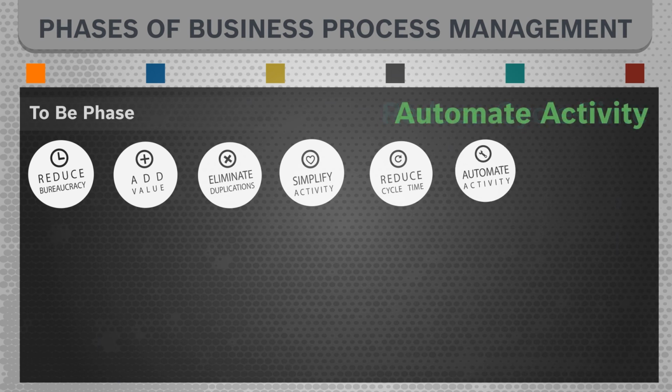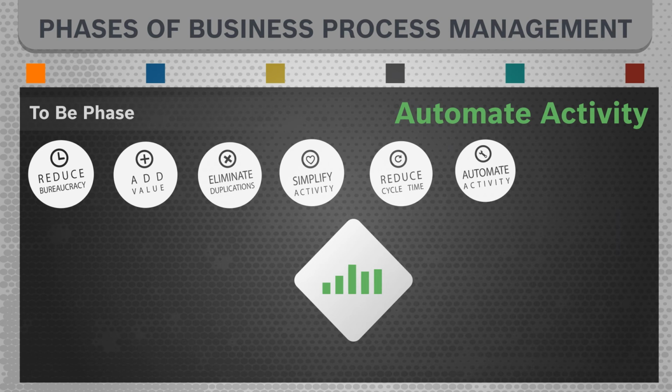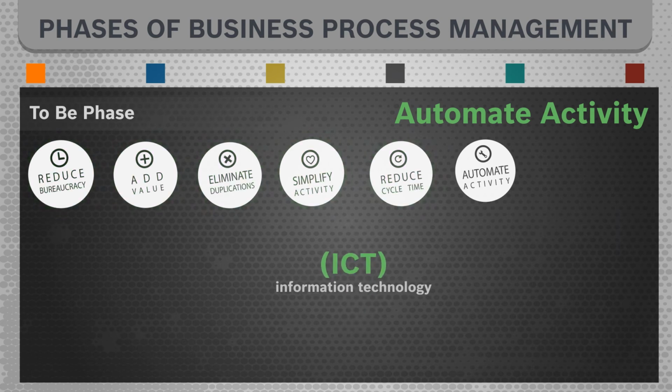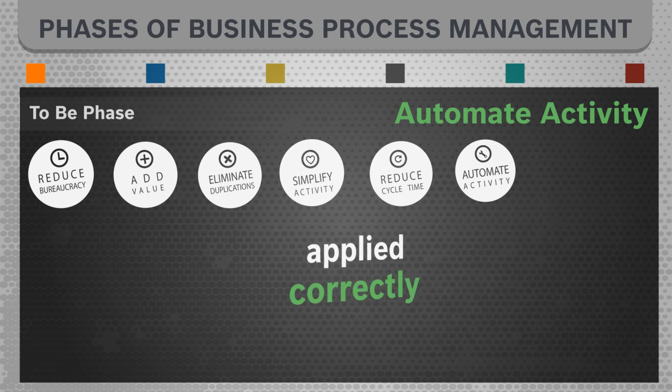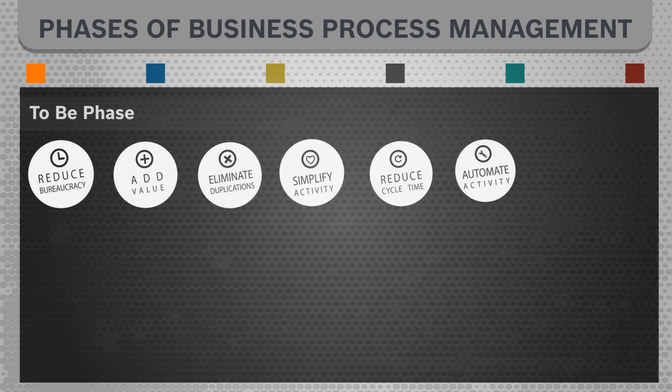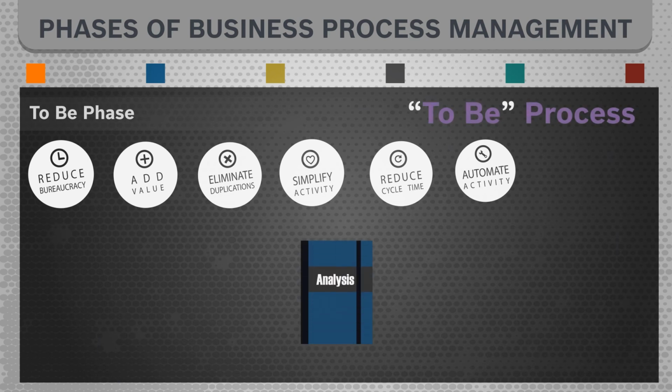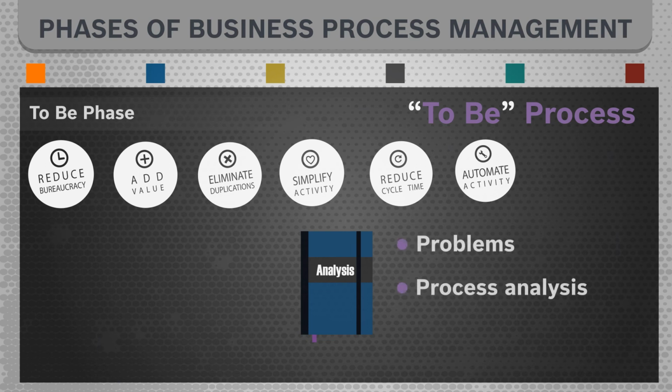Automate the activity. Now that the efficiency and effectiveness of the process has been increased by applying the previous steps in the process improvement wheel, it is time to harness information technology or ICT, which is essentially a process enabler but can also be a constraint if not applied correctly. After applying the steps of the process improvement wheel successfully, you then need to build the to-be process. During this phase, the results from the analysis are used to address the problems that were identified during the process analysis.